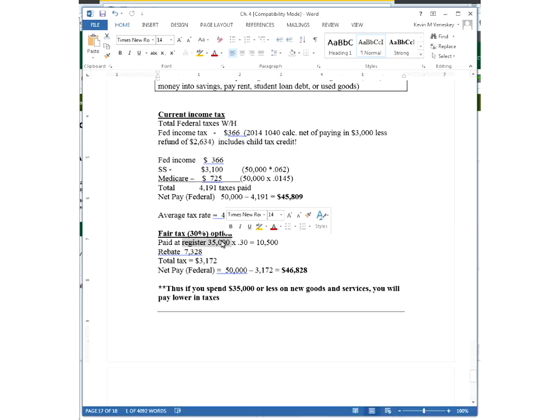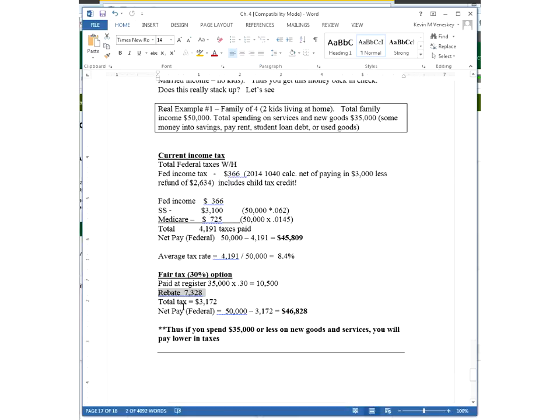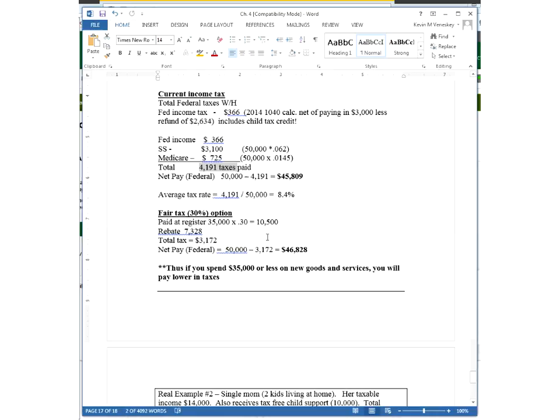Using the fair tax, if my $35,000 was correct and I only paid taxes on $35,000 of new goods and services, I would pay taxes of $10,500. But I get a rebate. If you go back to that chart that I showed you the link to, I get a rebate based on my family size of $7,328. Therefore, in total tax, I'm only paying $3,172 compared to total tax of $4,191. So I'm basically saving almost $1,000 in taxes. And this way, the fair tax is a good thing.